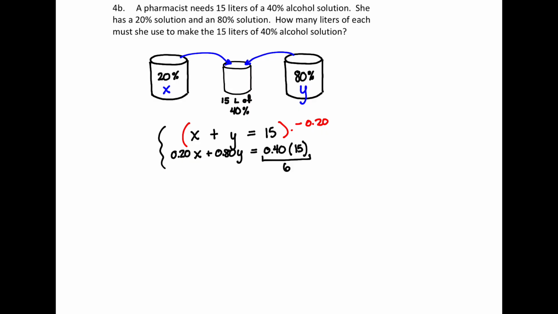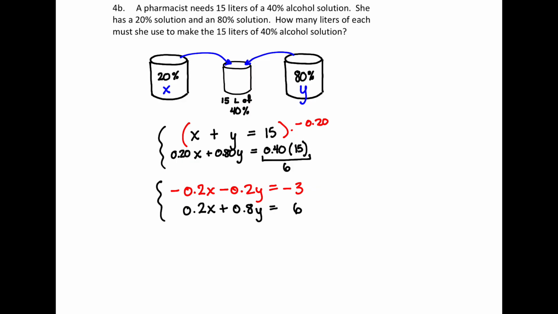So the new first equation becomes negative 0.2x minus 0.2y is equal to negative 3. Second equation, I'm going to write right below it, and I'm going to drop off the zeros at the end so it matches. Add 0.8y, and that's equal to 6.